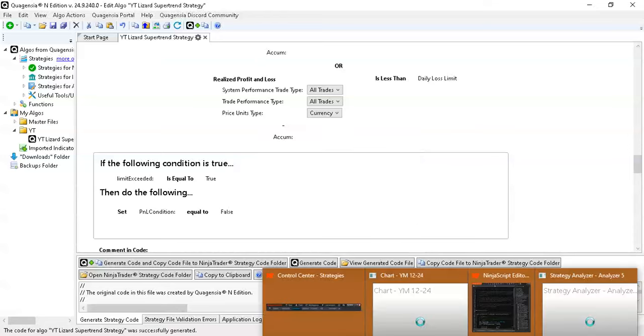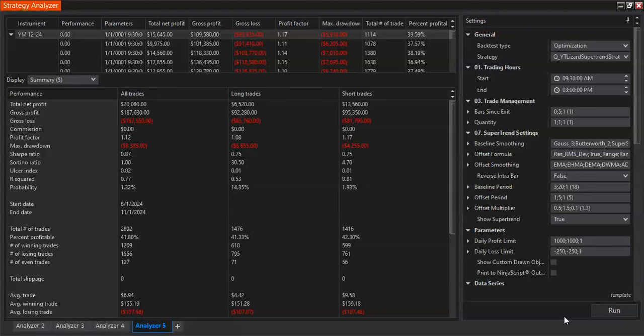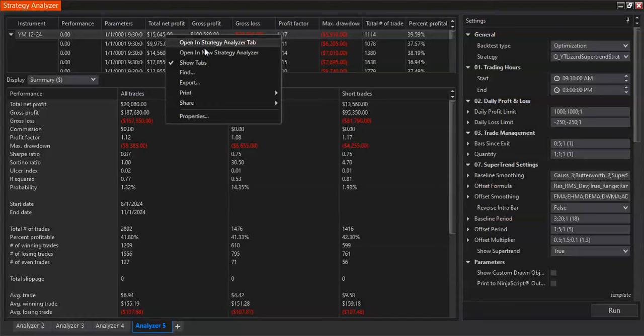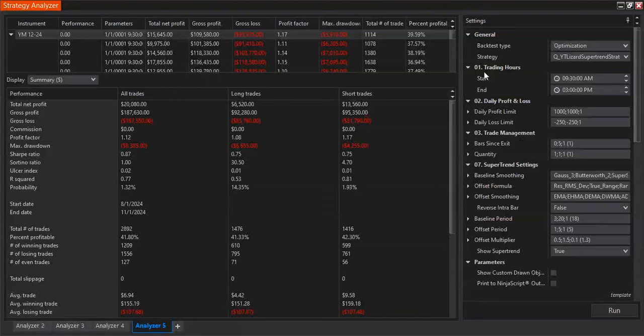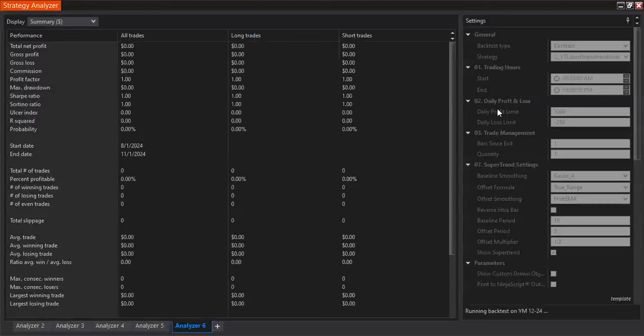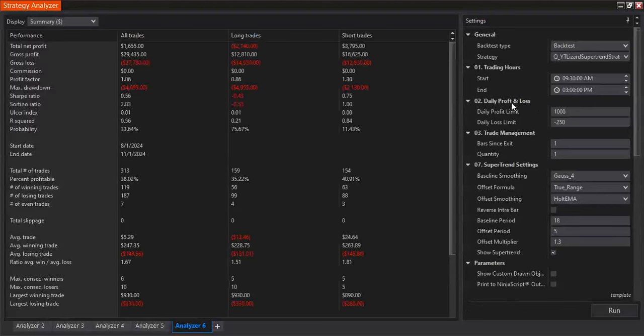All right, so let's go over to our strategy analyzer. We've got our start time, we now have our daily profit and loss, and we also have our bars since exit. What I'm going to do is take one of these out of the strategy analyzer tab and do it on backtest. Immediately, as you can see, it dropped.